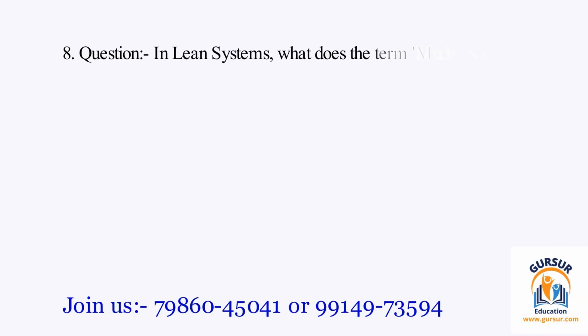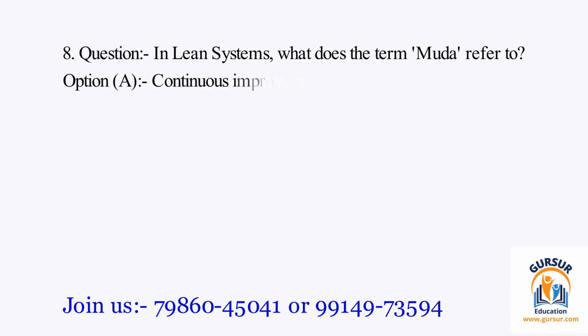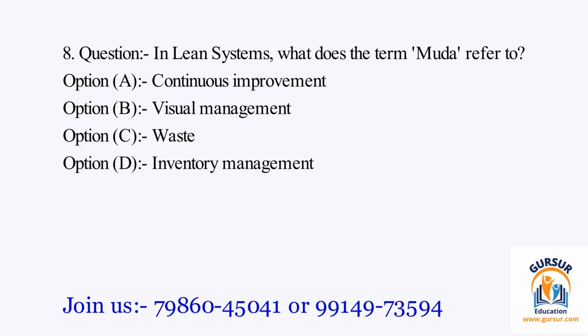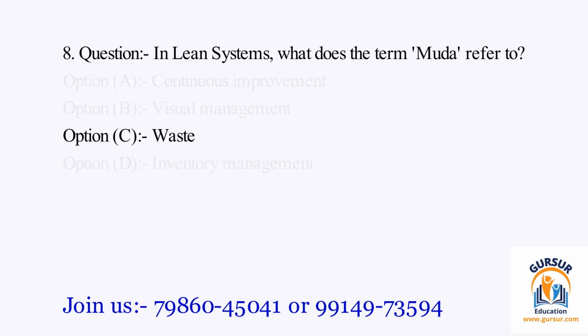Question number 8. In lean systems, what does the term MUDA refer to? The option A is continuous improvement. The option B is visual management. The option C is waste. The option D is inventory management. The right answer of the question is option C, and that is waste.